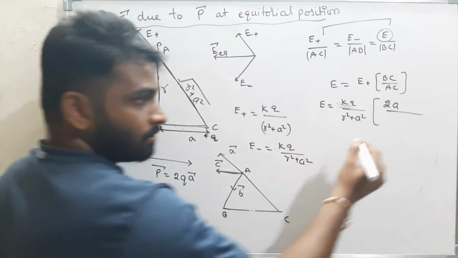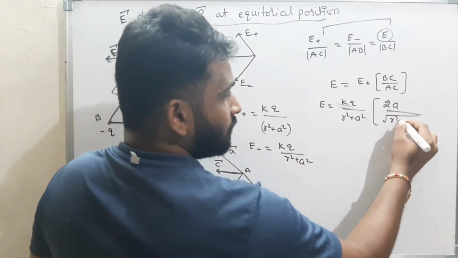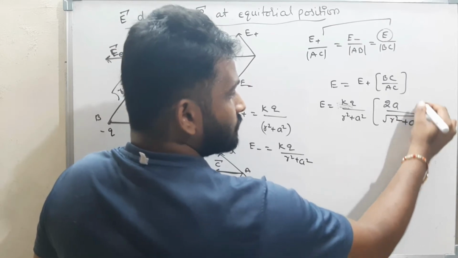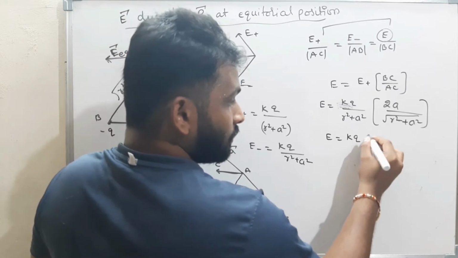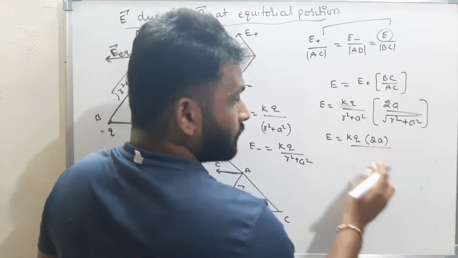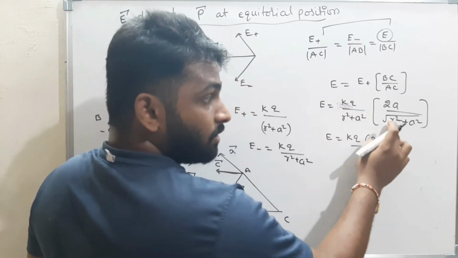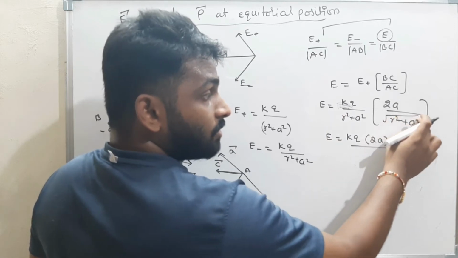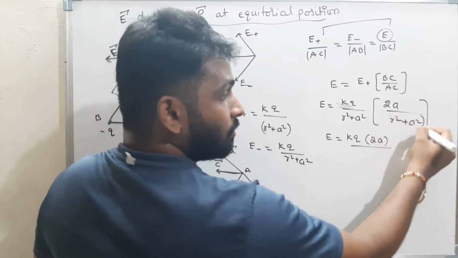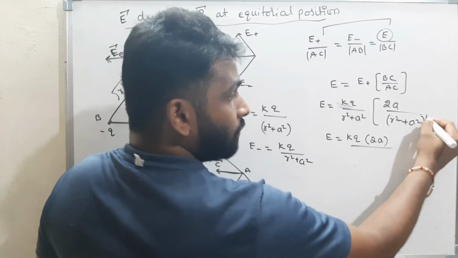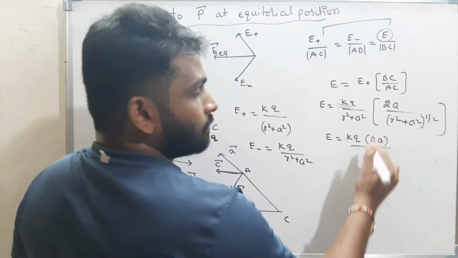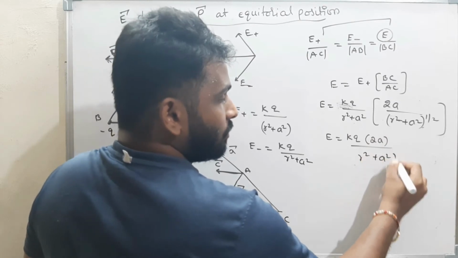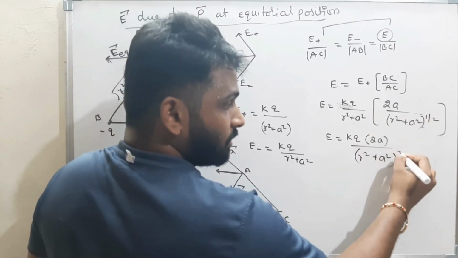AC is root of R square plus A square. Therefore, electric field is equal to K into Q into 2A by (R square plus A square) into (R square plus A square). Instead of root, I can write it as whole power 1 by 2. Root means nothing but 1 by 2, right? Therefore, (R square plus A square) whole power 1 plus 1 by 2 is nothing but 3 by 2.